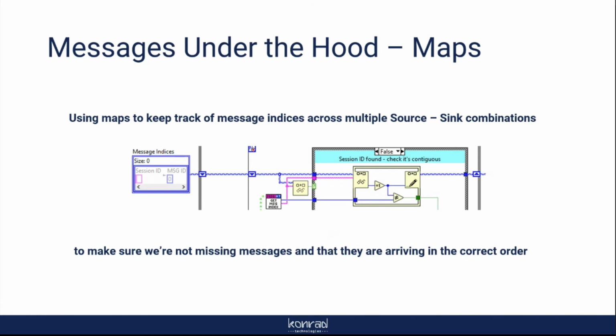Okay, so in addition, messages under the hood. We use maps to keep track of the message indices. I talked about how we have an index for all of our by value message types so that we can ensure that we're not missing messages and they're arriving in the correct order. We're talking about a data logger that is taking data from a source to a sink at several gigabytes per second and writing to disk. Customers want to know that messages are not being missed. So one of the things we did was to put a message index in there so that we would know if there were non-contiguous messages.